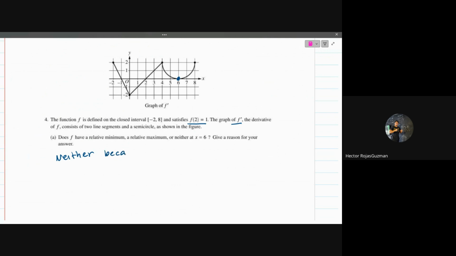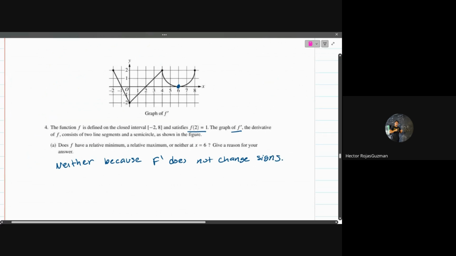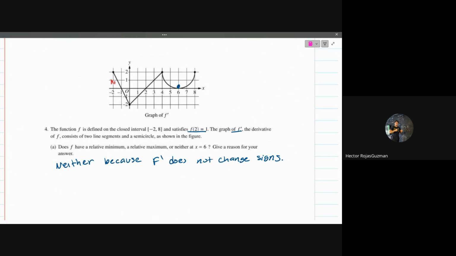Because f prime does not change signs. If you read the graph of the derivative, you know that f is increasing here, then it's decreasing, increasing, it stops, but it continues increasing. So it didn't really have a max or min. Okay.